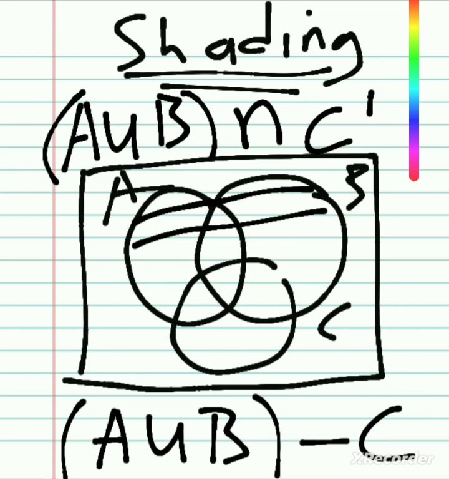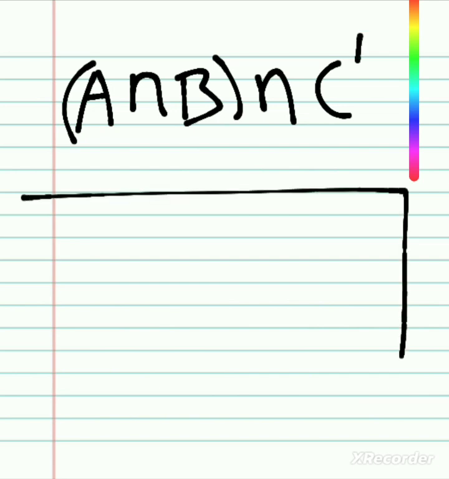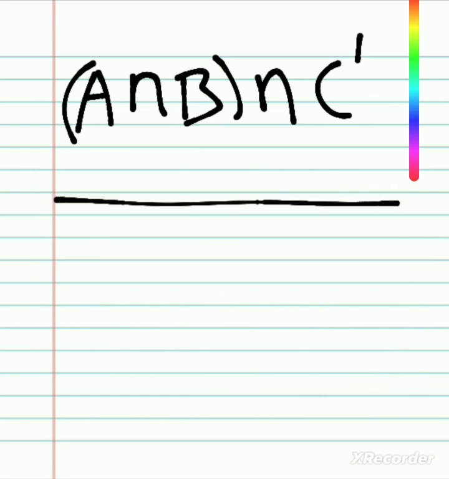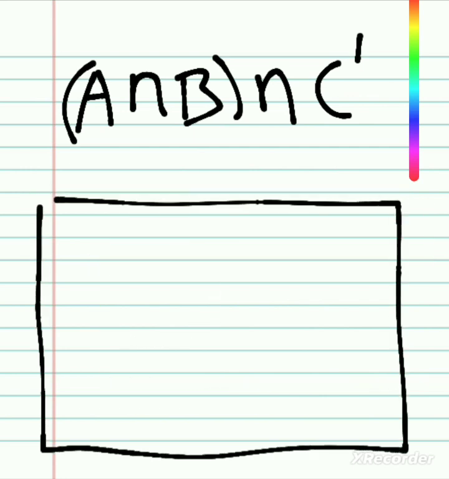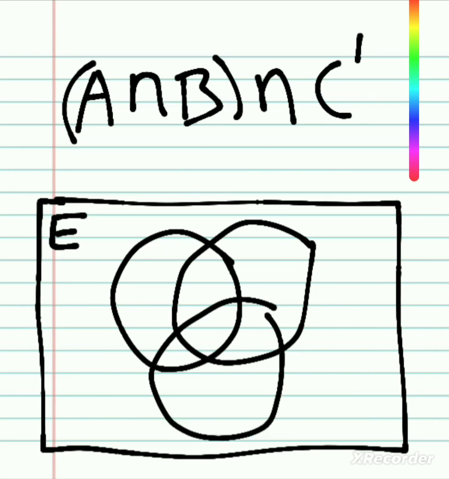Let's try to make another complicated one. What about if we say A intersect B intersect C complement? How is it going to be? A intersect B intersect C complement. So this is our Venn diagram. Always don't forget to put E for universal set. And these are our sets. We have A, we have B, we have C.